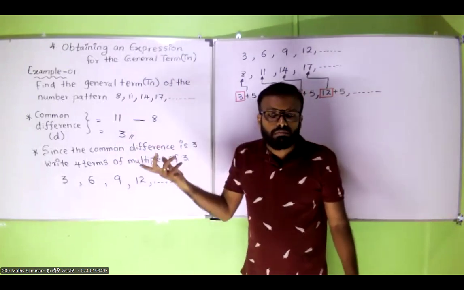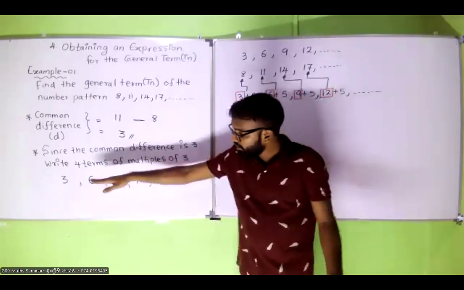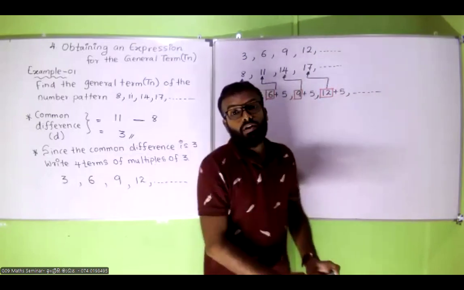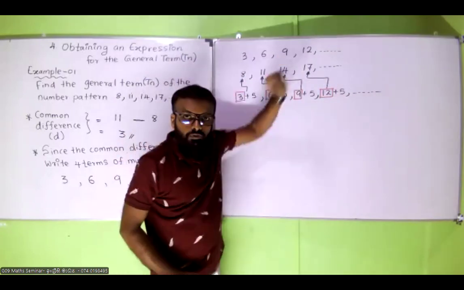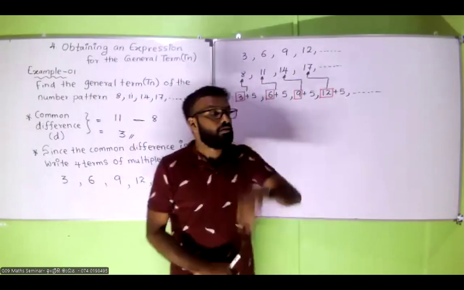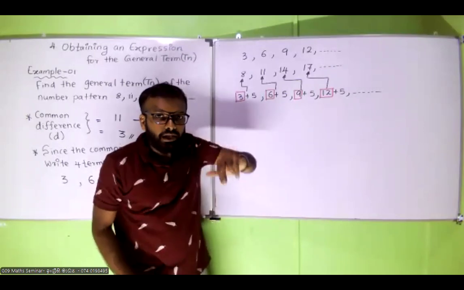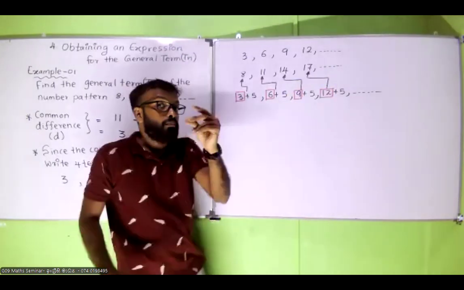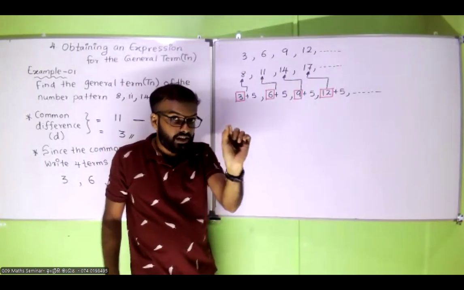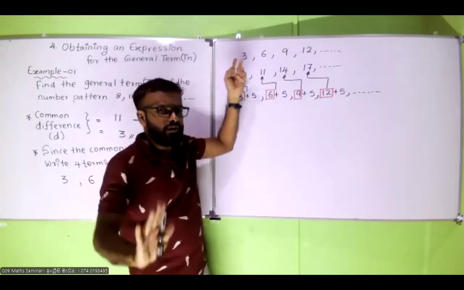But here you have 3, very easy. If your common difference is 3, you have to write the multiples of 3. Now, here you have the multiples of 3. And here you have the given number pattern. Now you are going to compare this term by term. By comparing, you need to understand what is the rest term that I need to add to my multiple of 3 or 5 or whatever.